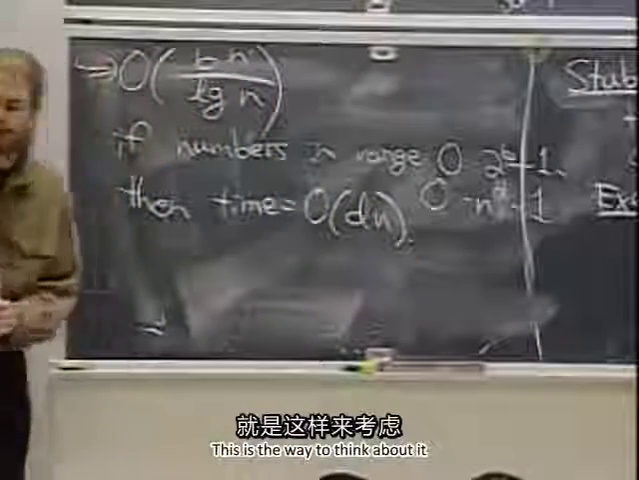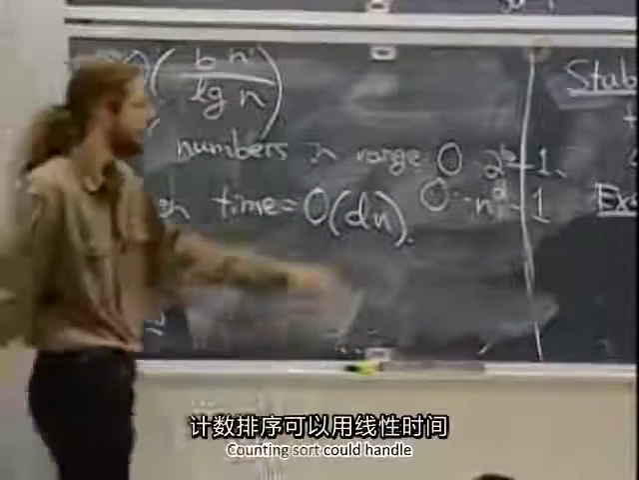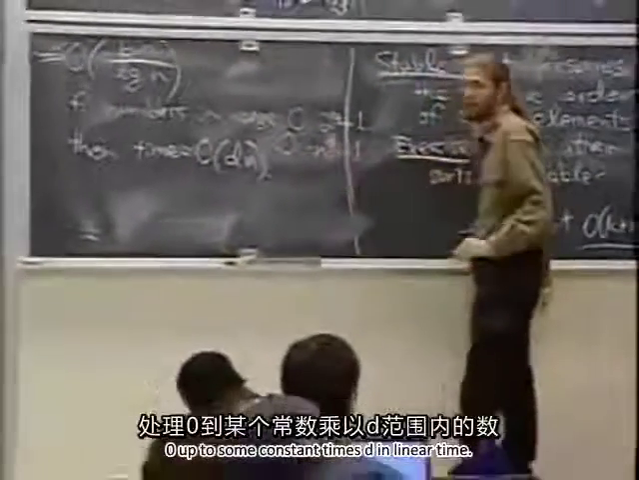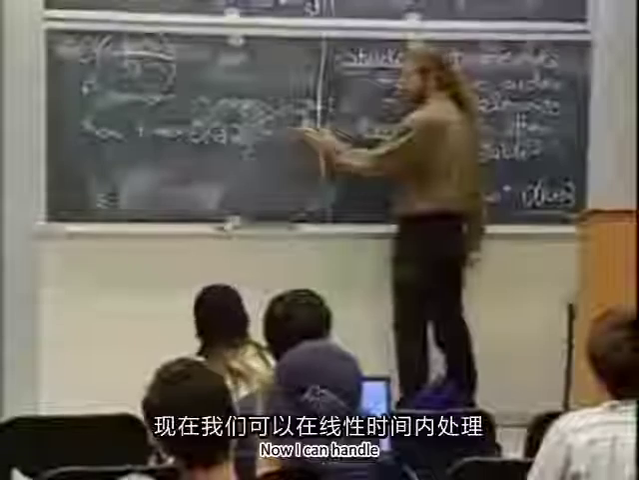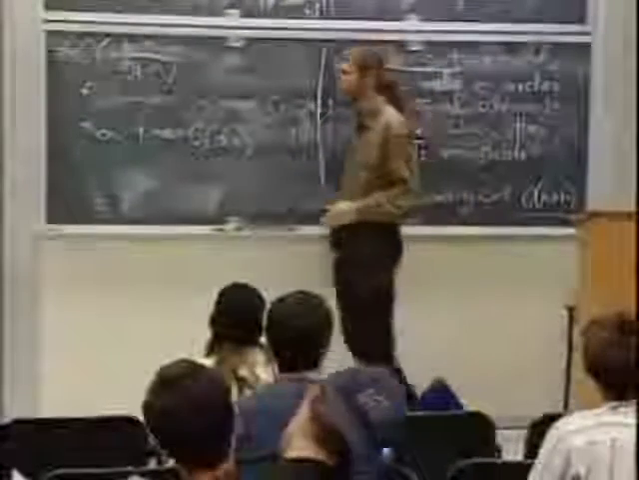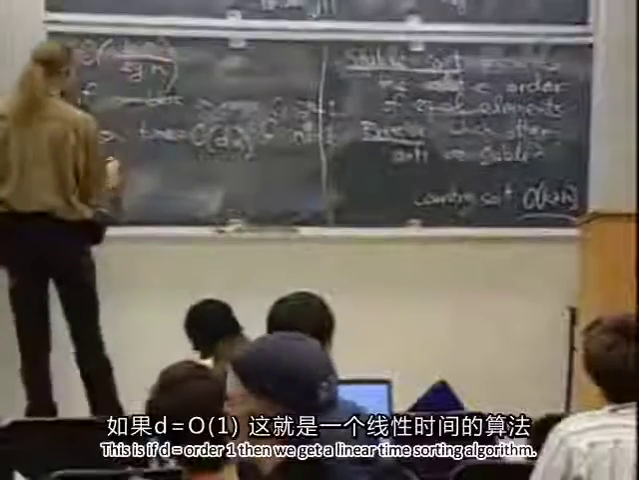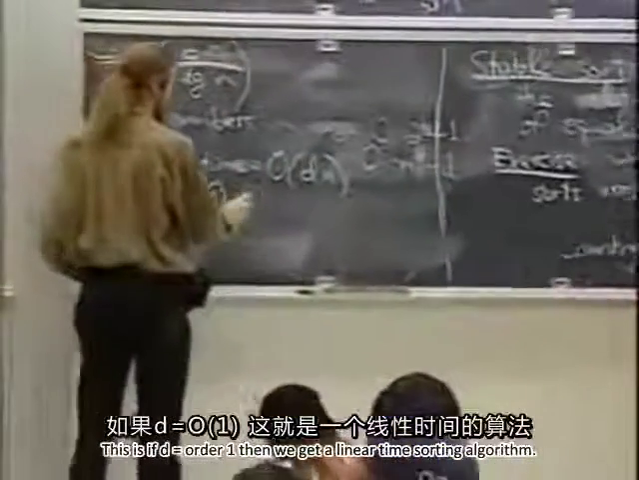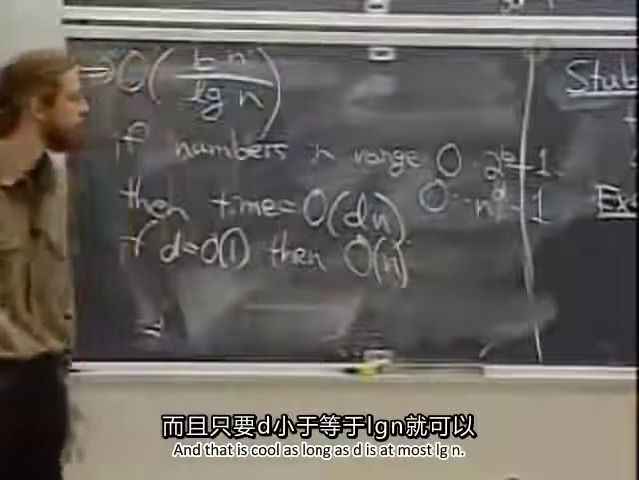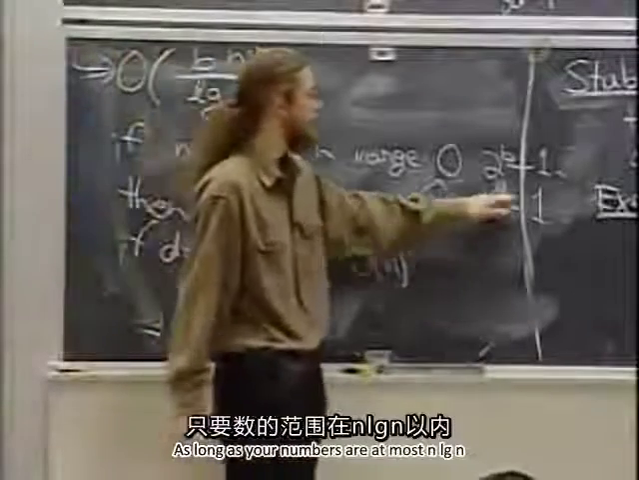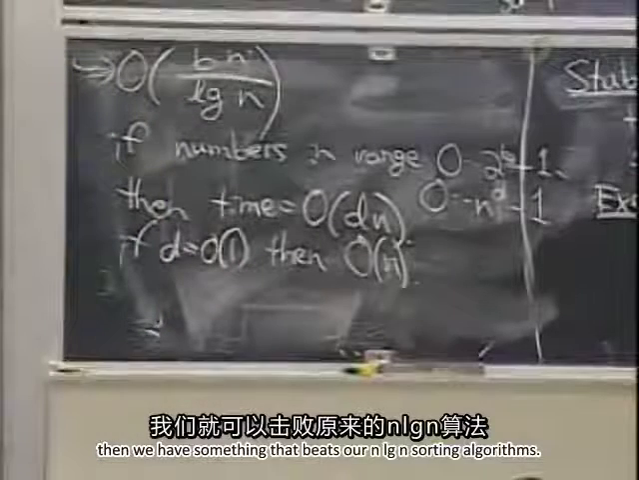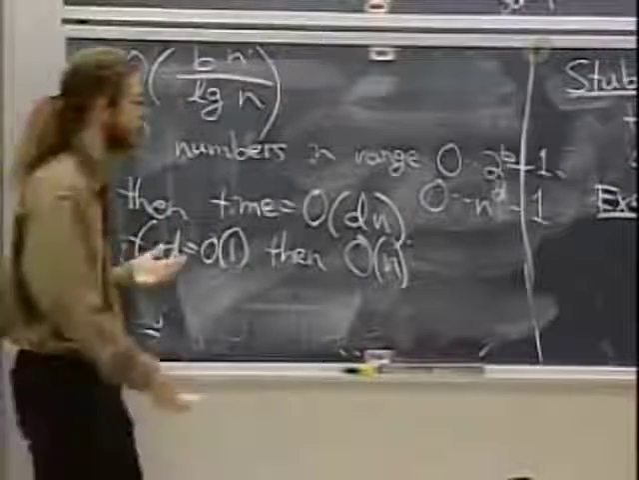This is the way to think about it, because now we can compare to counting sort. Counting sort could handle 0 up to some constant times d in linear time. Now I can handle 0 up to n to some constant power in linear time. So if d is order 1, then we get a linear time sorting algorithm. And that's cool. As long as d is at most log n, so as long as your numbers are at most n to the log n, then we have something that beats our n log n sorting algorithms. And this is pretty nice.